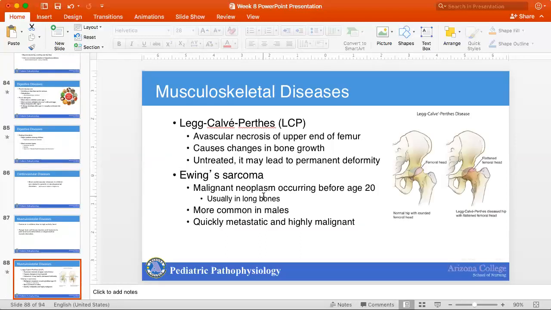A few of them: there is a disorder called Legg-Calvé-Perthes, or LCP. This is avascular necrosis of the upper end of the femur. What that means is that the blood supply to the head of the femur will be cut off. So basically, the cells at the base of the bone will die. It causes changes in bone growth. Untreated, it may lead to permanent deformity. Ewing sarcoma is a malignant neoplasm occurring before age 20, usually in long bones, more common in males, and quickly metastatic and highly malignant.